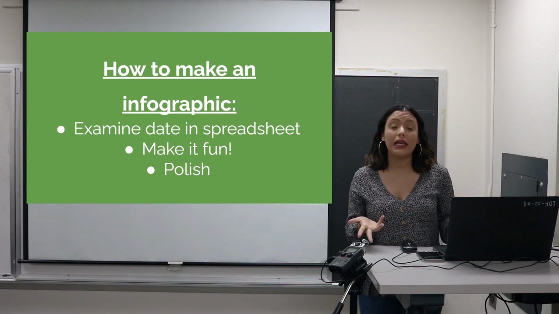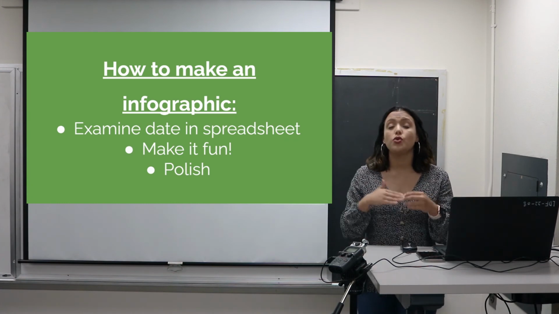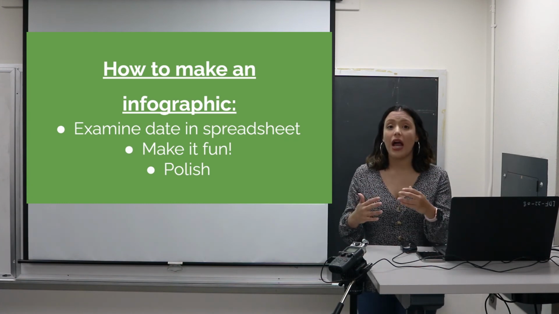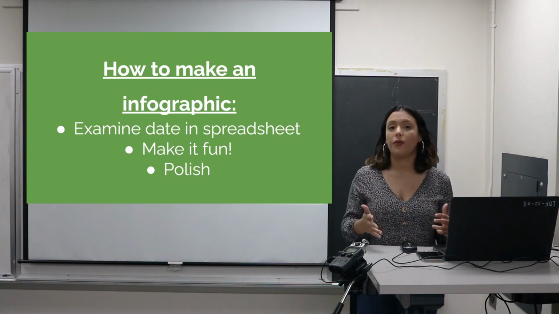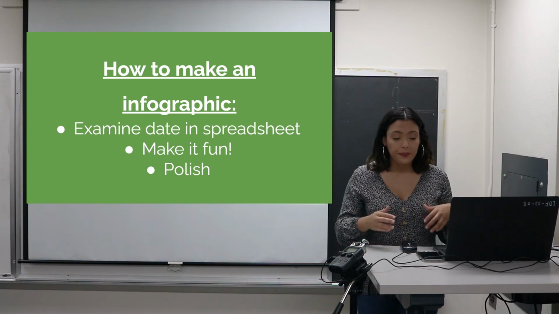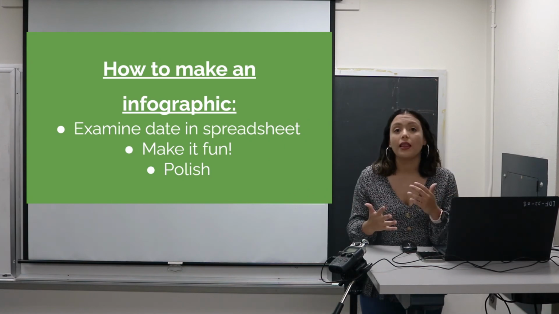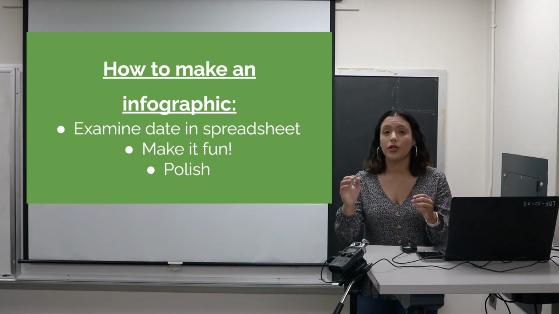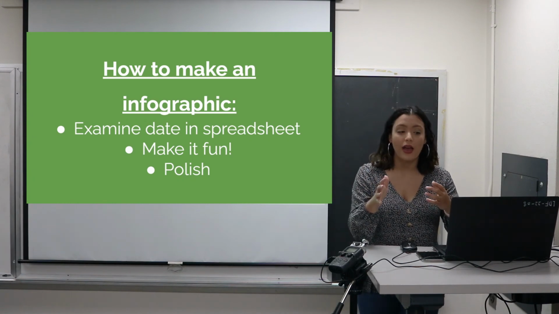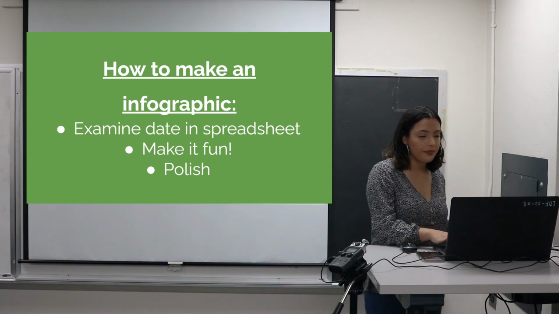The next one is to make it fun. Again, you do not want to use bar graphs or pie graphs. I don't want to see any of those. Find different ways to represent the data. And the last one is to polish. So you should make it fun, figure out what are going to be your representations, put it out into the infographic, and then let's polish it.